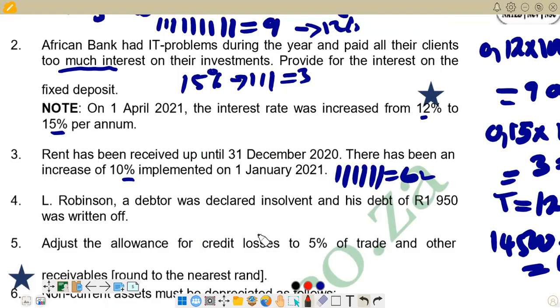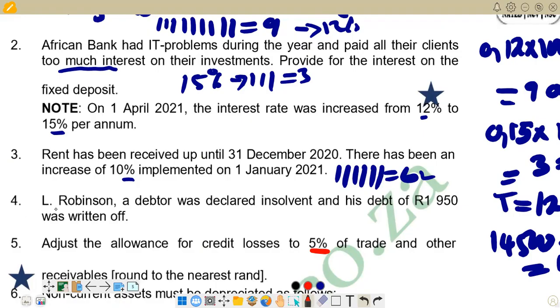It means if you are going to get an answer in decimals, round it off immediately to the nearest rand, so that you don't put cents in that statement of comprehensive income. 5% is the rate. Then we check for any adjustments that are going to affect that figure for trade receivables control.